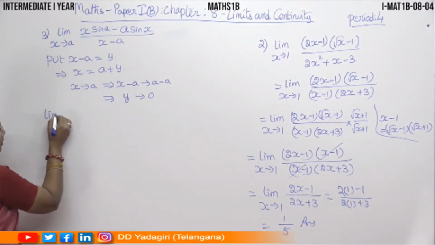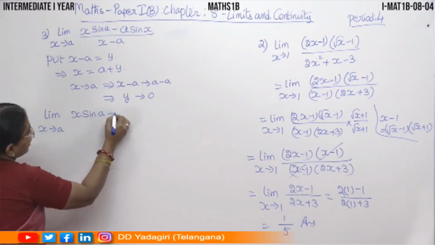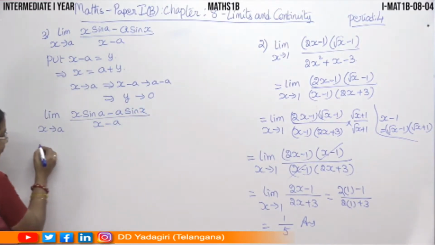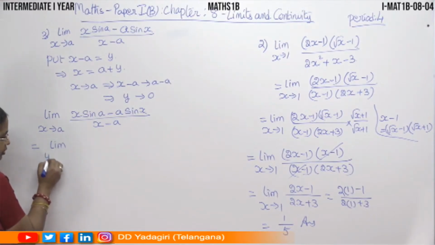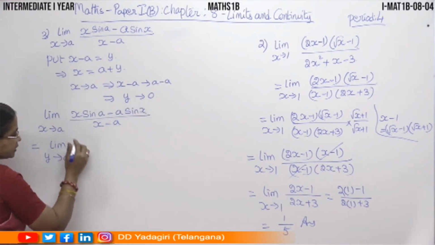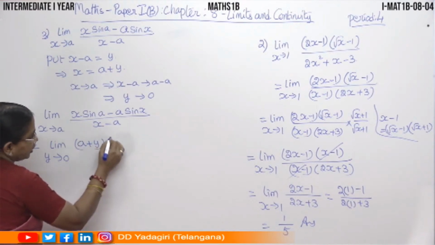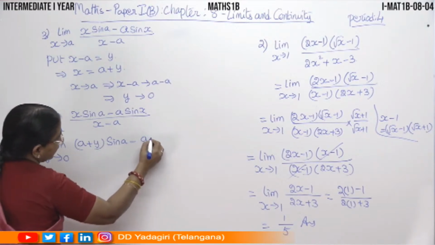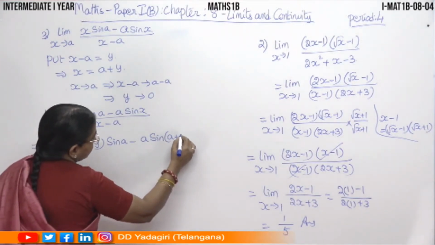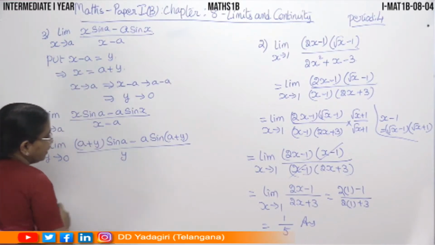Now we'll take this limit. Limit x tending to a of (x sin a minus a sin x) by (x minus a) will become, now write everything in terms of y. Y tending to 0. X we will write as a plus y. So (a plus y) into sin a minus a into sin(a plus y), by x minus a, which is again y.